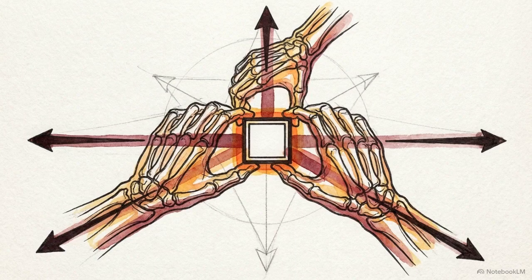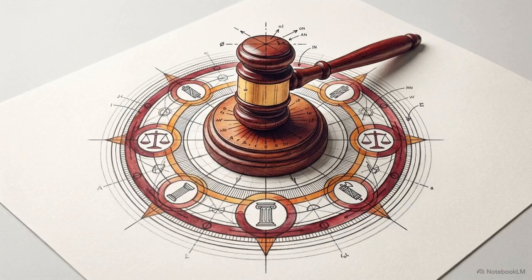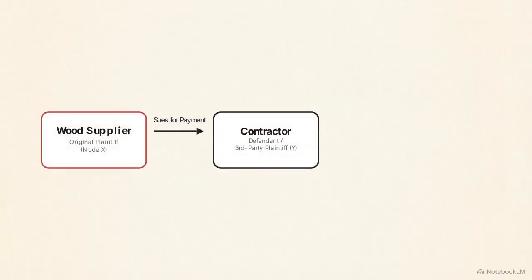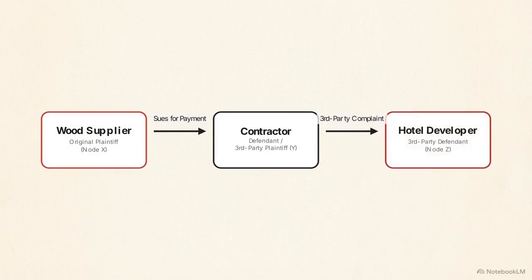This allows a defendant to pull an entirely new, non-party into the existing litigation. This is an extraordinary expansion that requires formal leave of court. Judges act as gatekeepers to ensure the new claim is strictly relevant to the plaintiff's original demand. Consider a contractor sued by a wood supplier. The contractor files a third-party complaint against a hotel developer, alleging that his ability to pay the supplier is premised on the hotel first paying him for the installation.